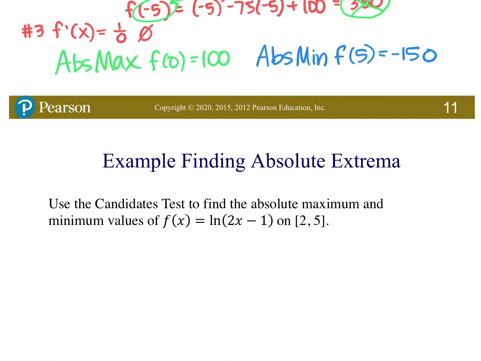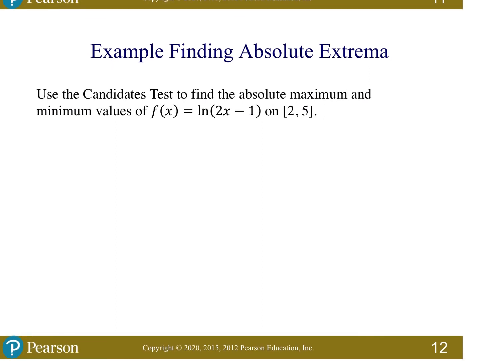Okay, let's try another one. Here's an ln. Use the candidates test to find the absolute extrema, again maximum and minimum, for this graph on 2 to 5. So once again, our first job is to check the endpoints. And so my endpoints would be 2, f of 2, and f of 5. So again, we're going to need calculators out. That would be really helpful.